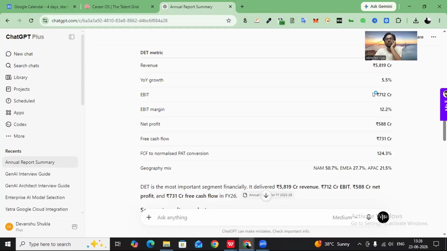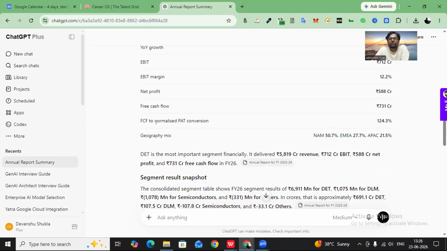Okay. So this awareness among a candidate defines a high-value candidate for an organization, which an organization would fight for. Then they have done an EBITDA of around 712 crores. Net profit is around 588 crores. So it is a profit-generating organization. Around 731 crores is the free cash flow they have, and their free cash flow to normalized PAT (profit after tax) conversion is around 124.3%, which is good.